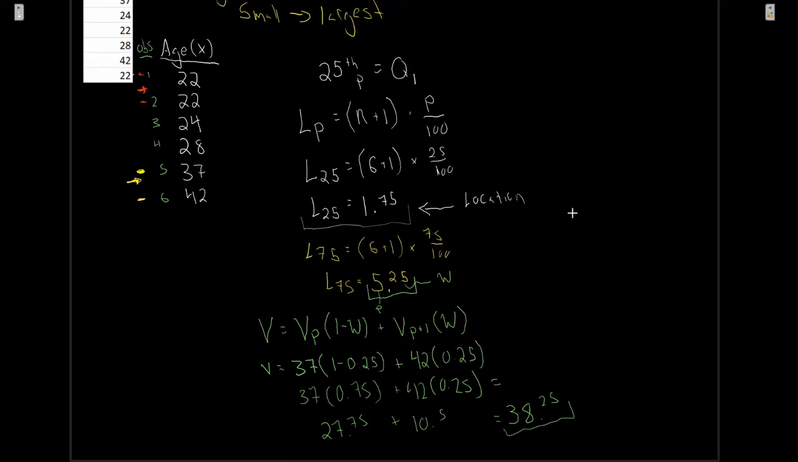So we could say, okay, here we go. Q3, the third quartile, is 38.25. Again, what does this tell us? This tells us that 75% of our ages are just less than 38.25 years old. If 75% are smaller than this, it means that 25% are larger than this value.